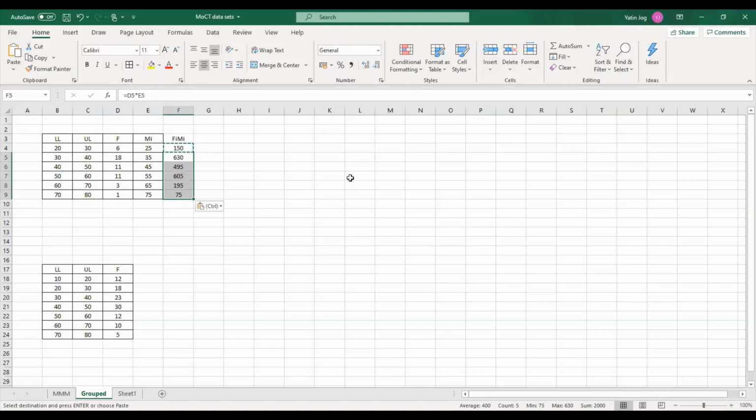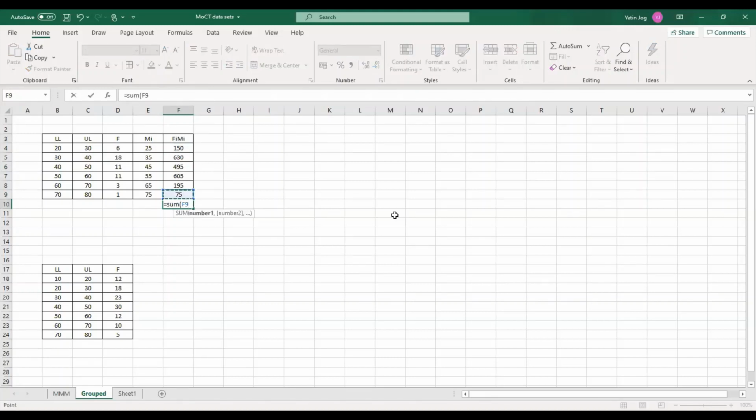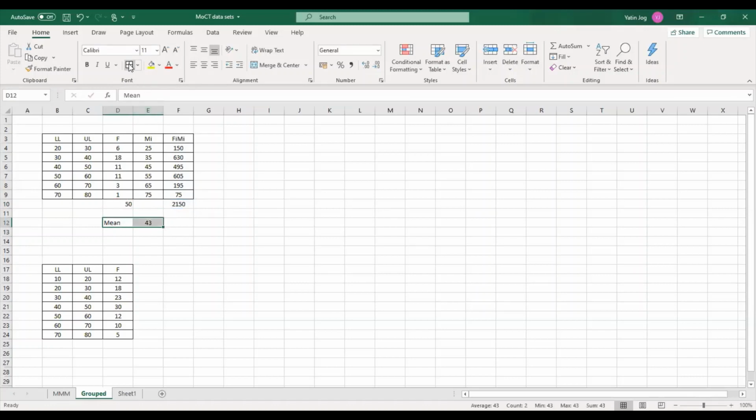So do a similar thing for the remaining cells. This is my next column, FIMI. I want the sum of all these FIMIs as my numerator, and the summation of all the FI values is my denominator. And then how to calculate the mean? Mean is equal to the numerator, which is 2150, divided by 50. So 43 is my mean. This is how you can calculate the mean of grouped data.